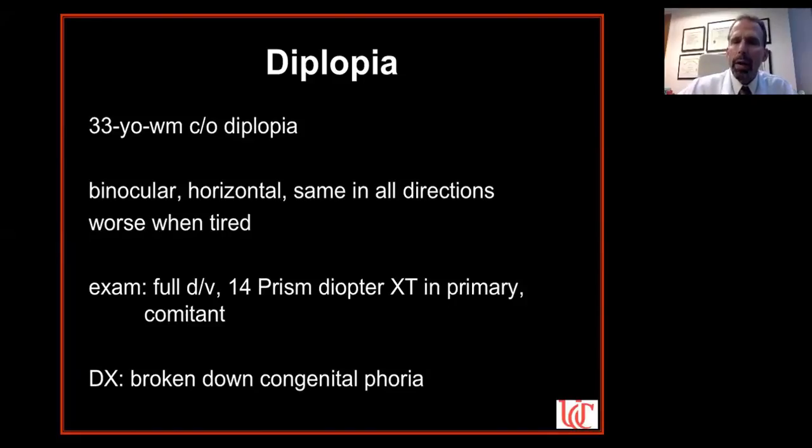So this is not going to be neurologic. If I see this story and I have this exam, I'm not going to be ordering neuroimaging. I'm not going to be ordering testing for myasthenia as long as I don't see any other things or hear anything else that would be consistent with other diagnoses. So isolated, been going on for a while, getting worse, full ductions and versions, comitant misalignment, exophoria.